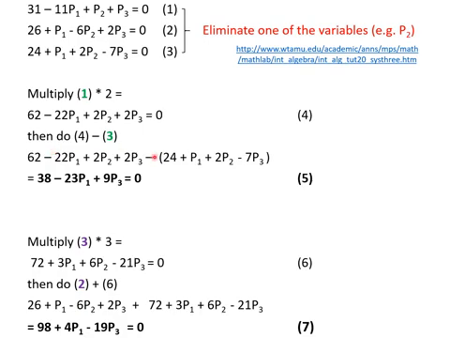Okay, 62 minus 24 gives you 38. Minus 22 and minus 1 gives you minus 23 P1. Plus 2 minus 2 gives you 0. So in effect, we've achieved what we wanted to achieve, which was to eliminate the variable P2. Plus 2 plus 7 gives us plus 9 P3 equals 0. Okay, so we now have this new equation here, which we are numbering equation 5.